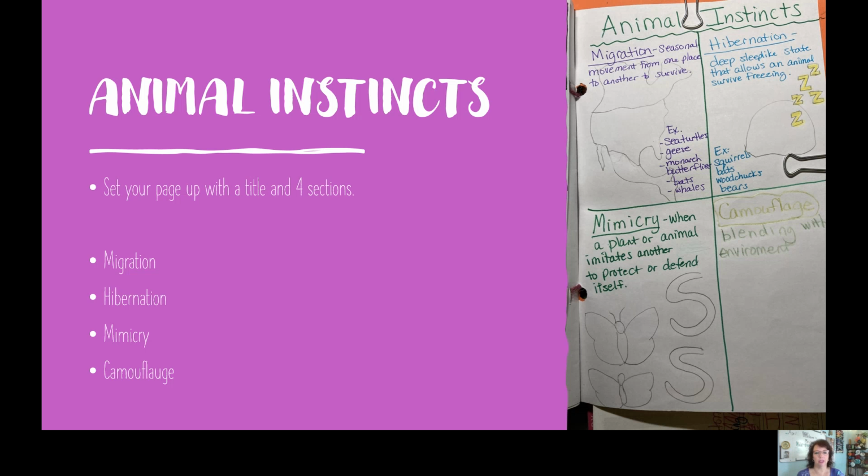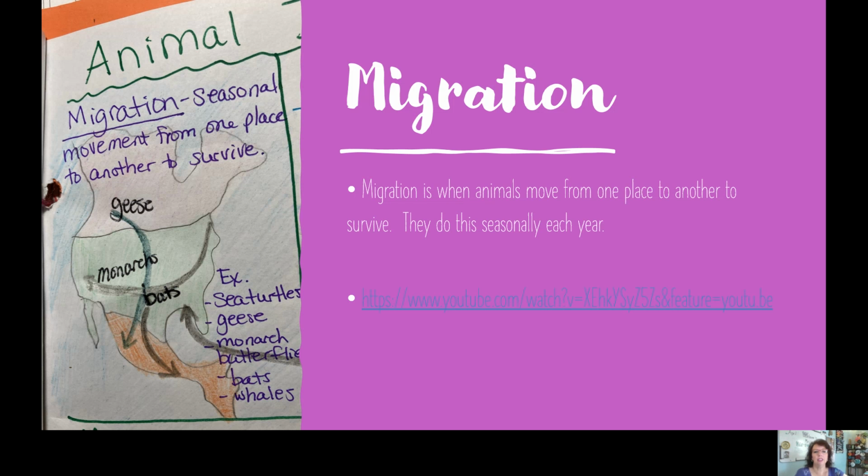So let's start with migration. Let's have a conversation about migration. Migration is when animals move from one place to another to survive, and they do this seasonally every year. So I've drawn you a little map that I found pieces of, and I kind of pieced it all together. Certain geese come from Canada. They summer there and they winter in Mexico.